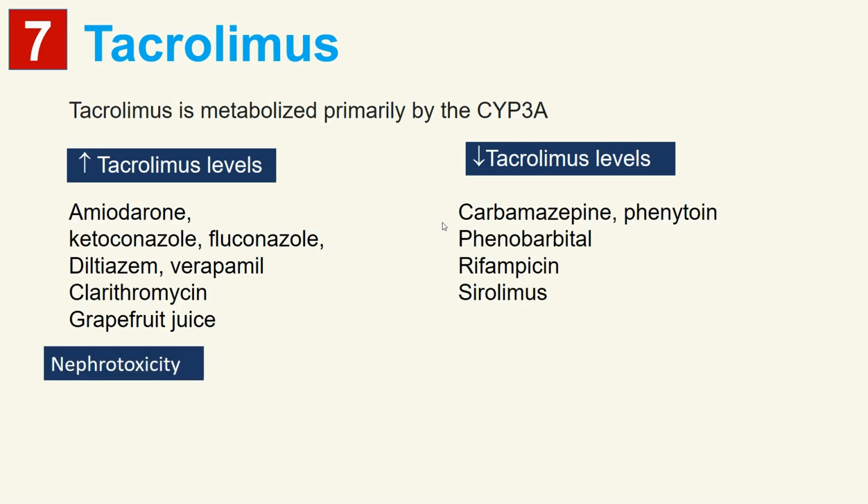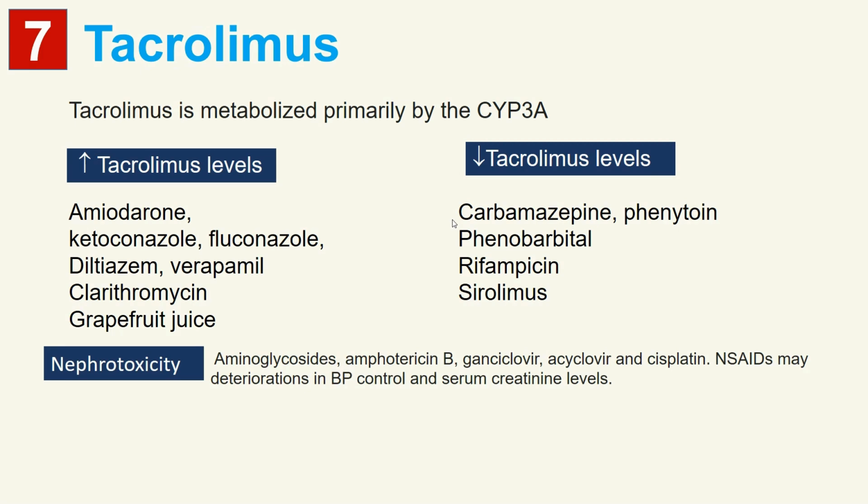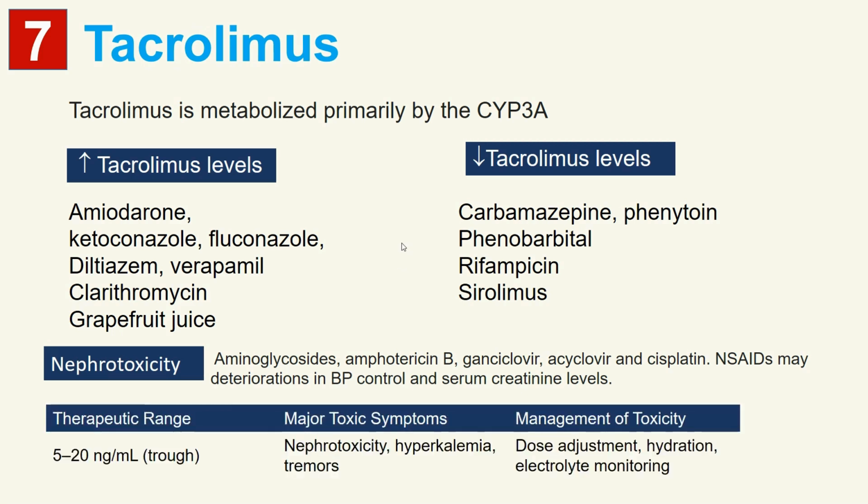Well, this drug is also known to cause nephrotoxicity like cyclosporine. There are several similarities to cyclosporine in terms of toxicities. So avoid drugs that are considered nephrotoxic, such as aminoglycosides, cisplatin, NSAIDs. These drugs can deteriorate the blood pressure and can alter the serum levels. Overdose can also cause nephrotoxicities, tremors, and hyperkalemia.